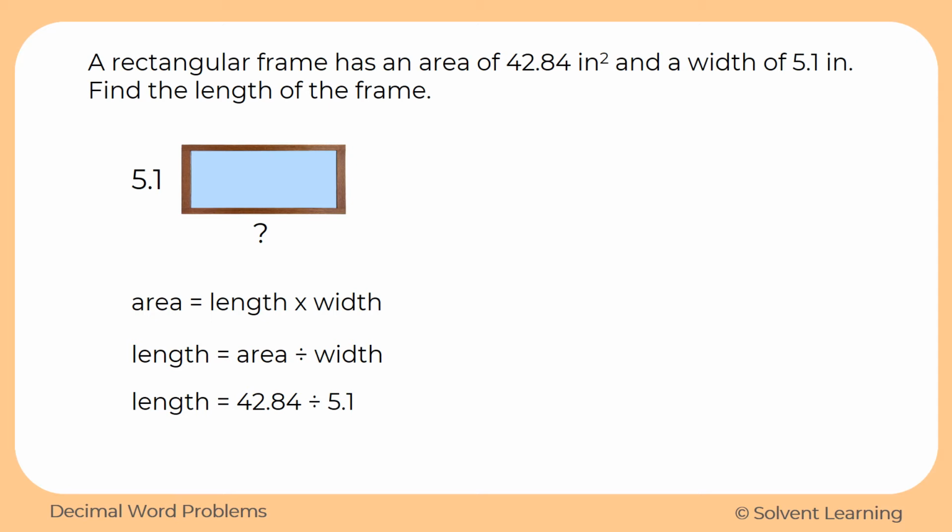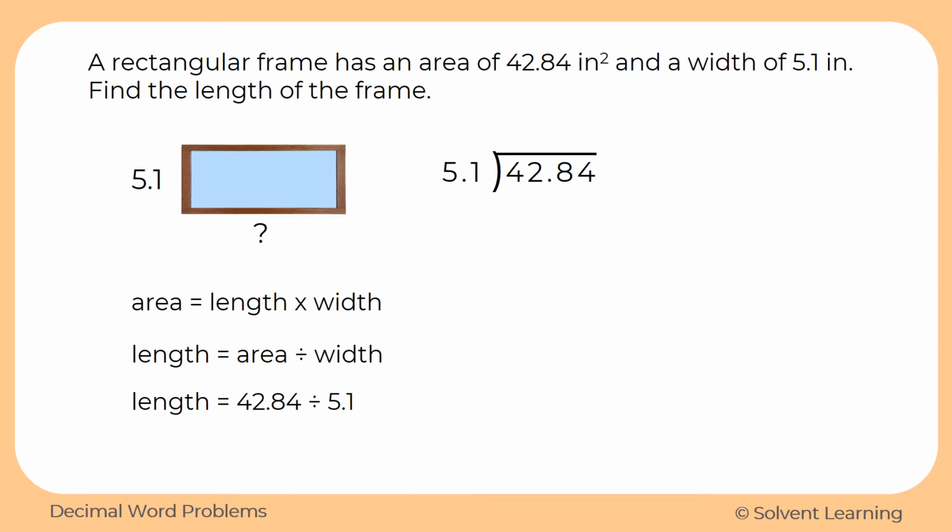Okay, so now we know what calculation we need to do. Let's go ahead and set it up. We can set it up with long division. Remember, when we're dividing with decimals, we want to set it up as long division. And then we look to see if our divisor has a decimal in it or not. And it does. We have 5.1. We want our divisor to be a whole number. So we need to move the decimal point over to the right however many places we need to so that we have a whole number.